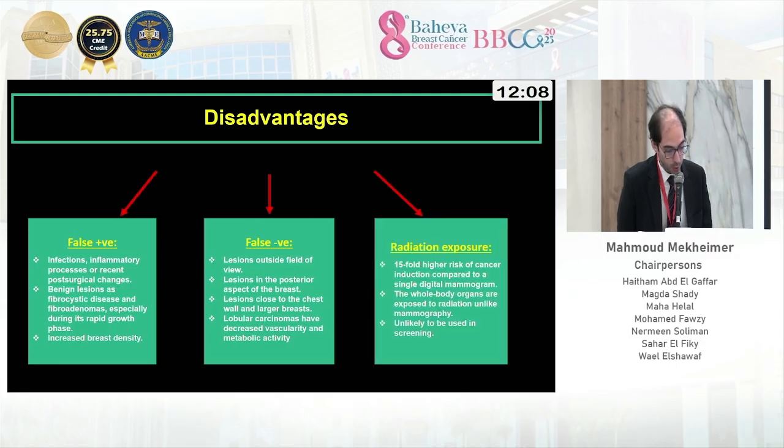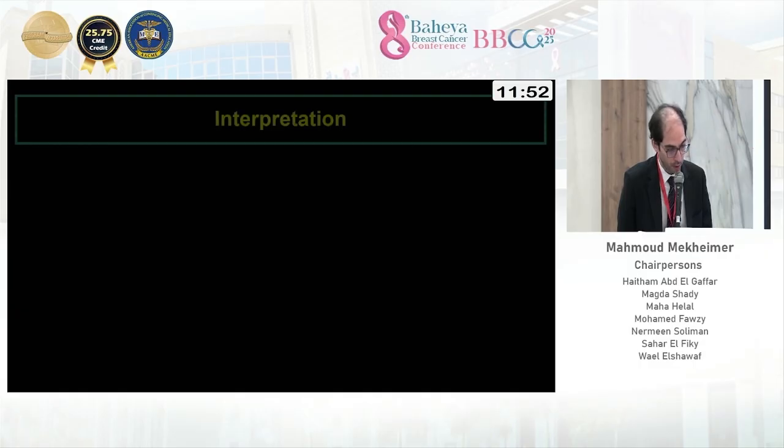Regarding the radiation exposure, PEM has a 15-fold higher risk of cancer induction compared to single digital mammography. Also, in PEM, the whole body organs are exposed to radiation, unlike mammography, where the breast is the only exposed organ, so it is unlikely to be used for screening.